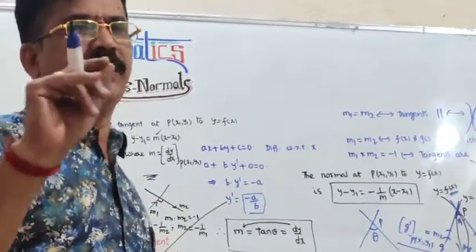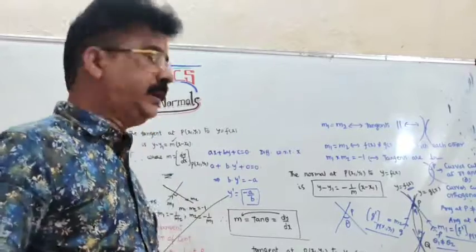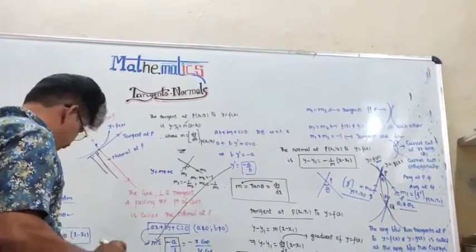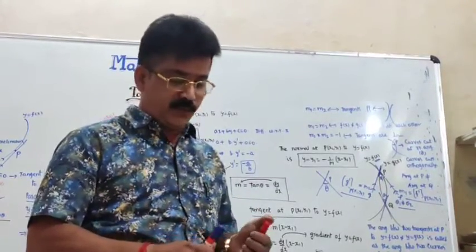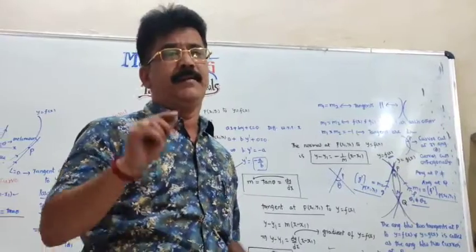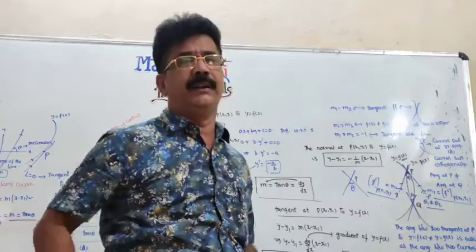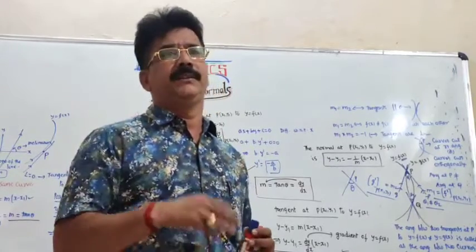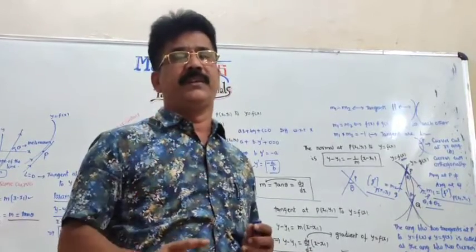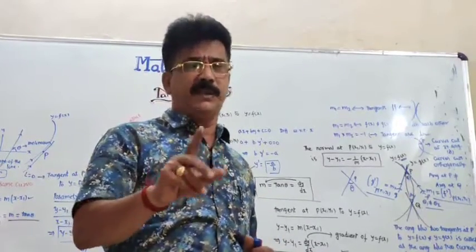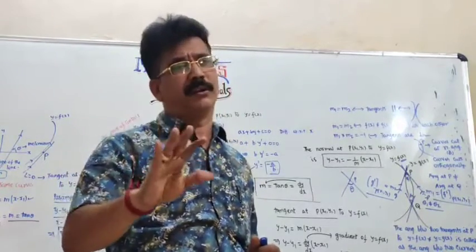A tangent is a straight line; it is a first degree equation. Next, if there exists only one point in common for the given curve and the given line, then it should be a tangent, and that common point, say capital P, is called the point of contact. Next definition: the line which passes through the point of contact and is perpendicular to the tangent is called the normal.